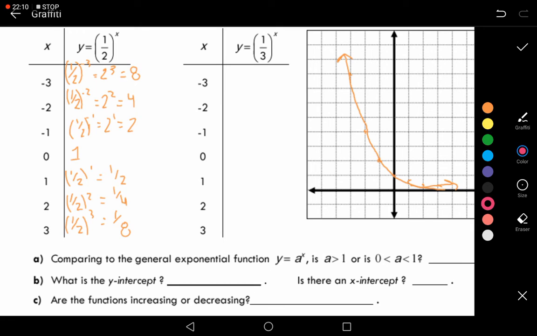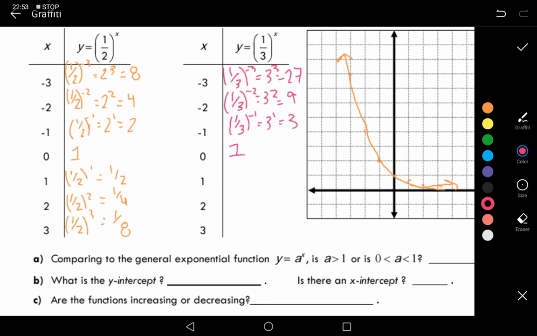So moving on, let's graph this next one. First of all, figure out the points on the graph and then plot them. So again, when we have a fraction to a negative exponent, we can flip the fraction over to make that exponent positive, so that we can simply do it in our heads. Okay, so 1/3 to the -2 is the same as 3 to the power of 2, which is 9. 1/3 to the -1 is the same as 3 to the 1, which is 3.